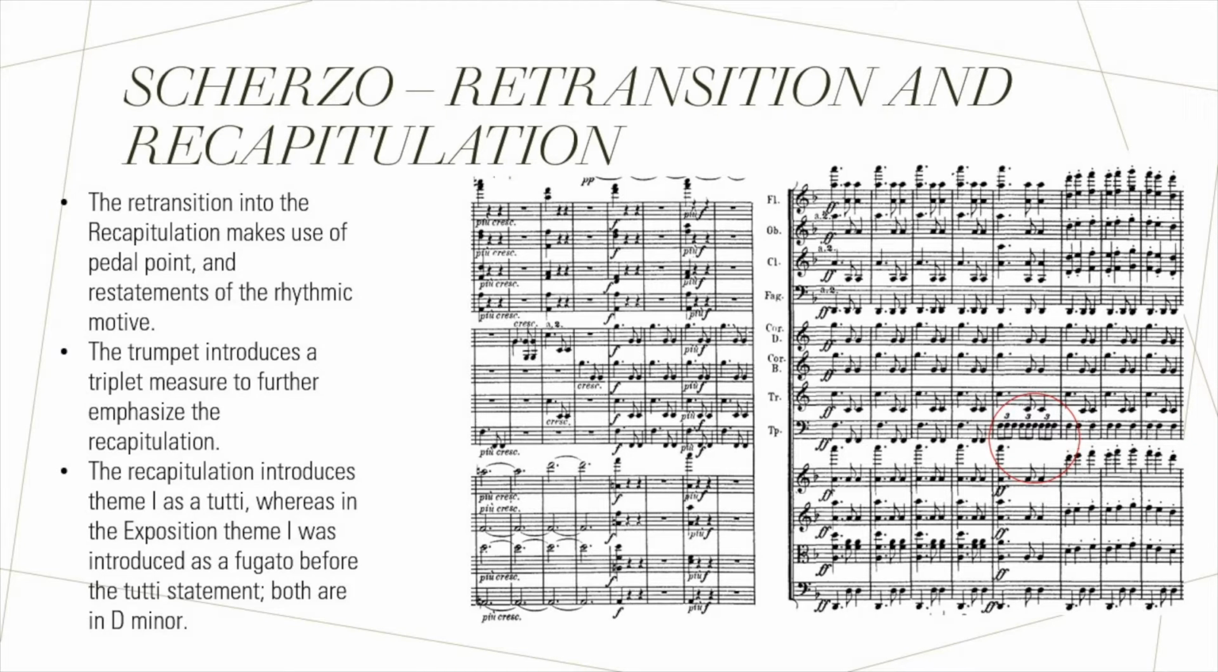The retransition into the recapitulation makes use of pedal point and restatements of the rhythmic motif. The trumpet introduces a triplet measure to further emphasize the arrival of the recapitulation, and furthermore, the recapitulation is introduced as a tutti, whereas in the exposition, theme 1 was introduced as a fugato. Both are in the key of D minor.